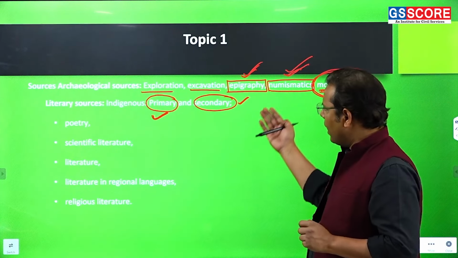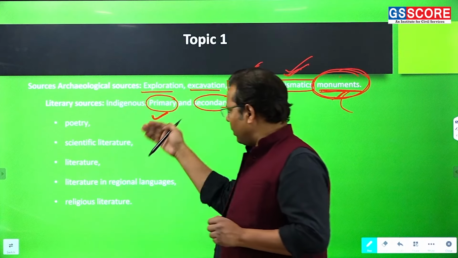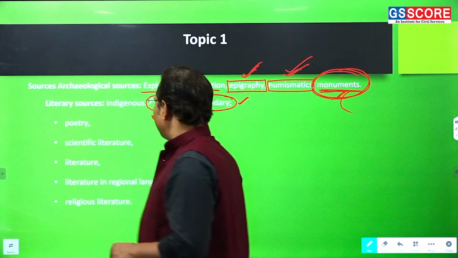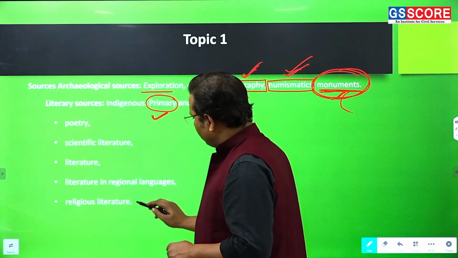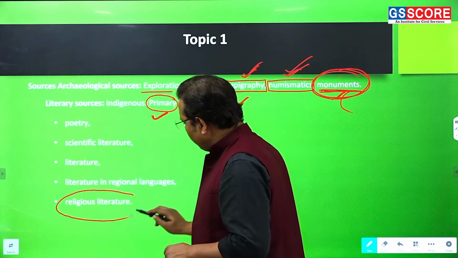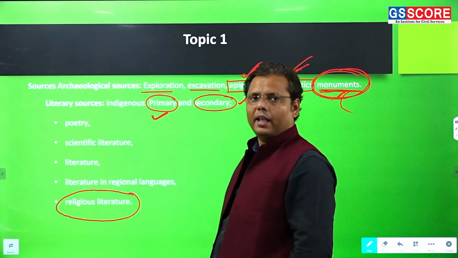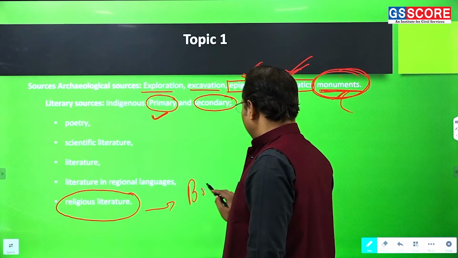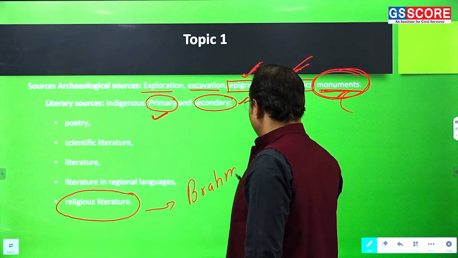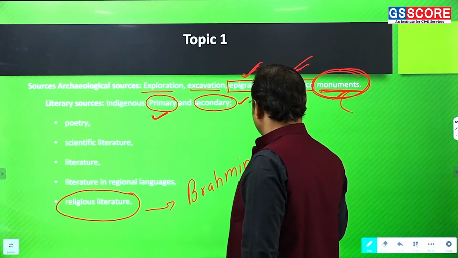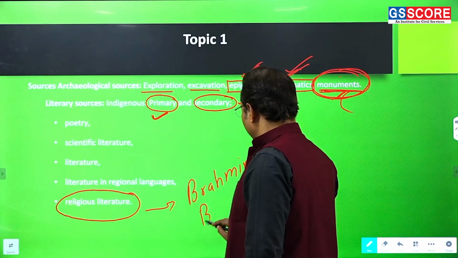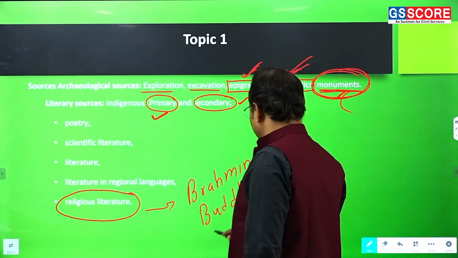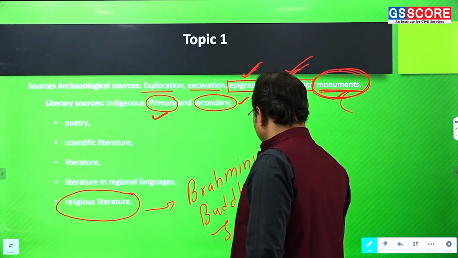Okay. Now if we come to some sub-themes within it. Frankly speaking, when it comes to covering literary sources, the major focus has been paid to religious literature. In the religious literature, we mainly talk about Brahminical sources, correct? But apart from this, there are two more categories we should keep in mind, that is Buddhist and Jain sources, fine.